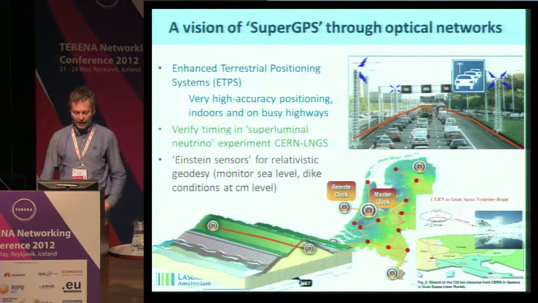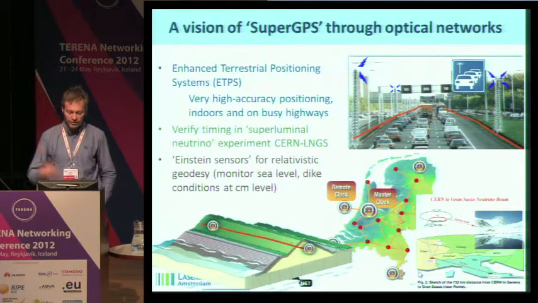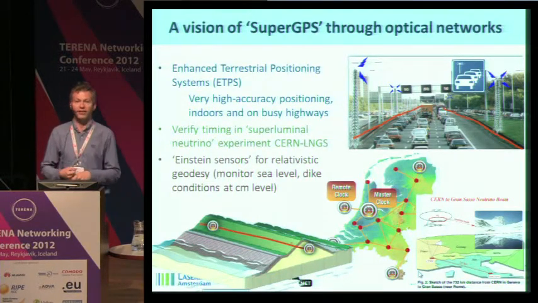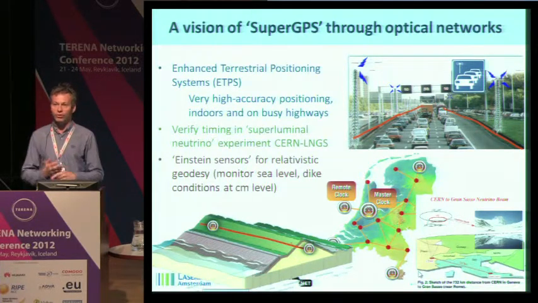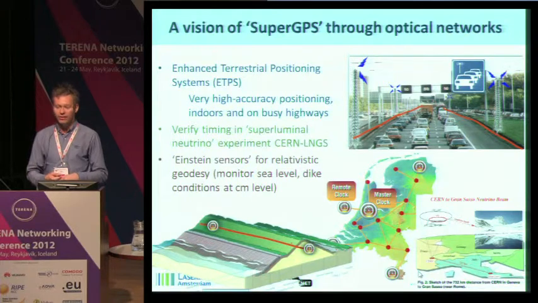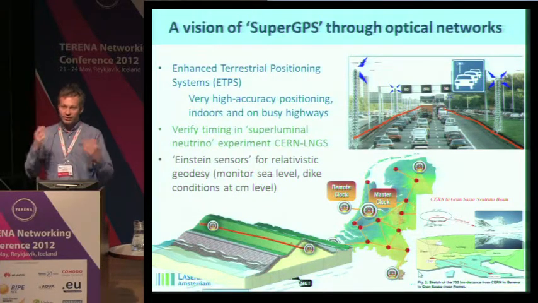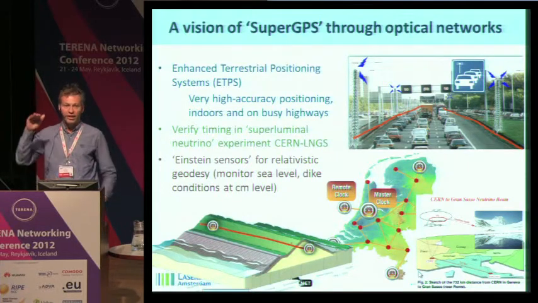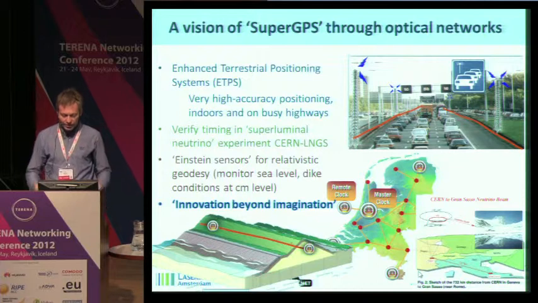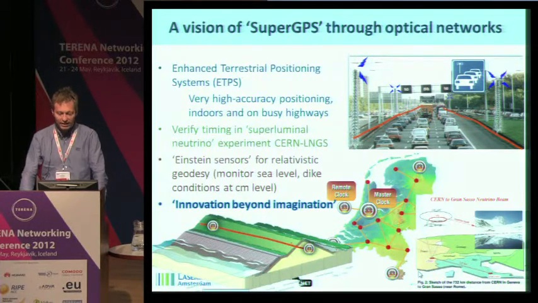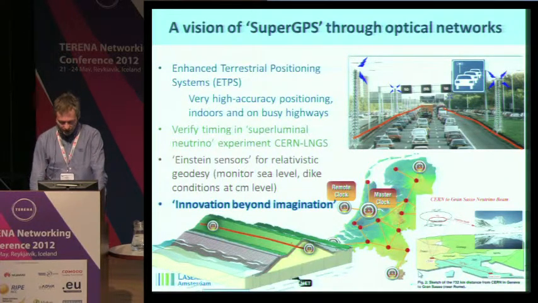You could use these Einstein sensors for relativistic geodesy. In the Netherlands, we have the situation that a large part of the country is actually below sea level, so we are very much depending on the embankments and the dikes that protect us. And we need to have a close watch on whether these dikes are slowly sagging or not, and these clocks could be used for that. And there's many other applications that we cannot even think of, I think, that will be possible through this technology.